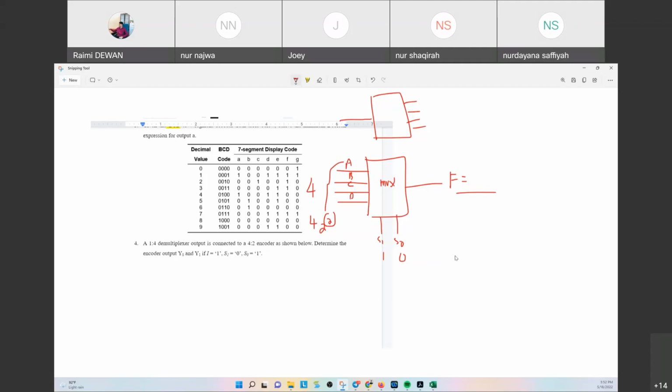Okay, so Najwa is correct. The only one correct. So that's why it's okay, it's learning now. Okay, so multiplexer, is that okay?